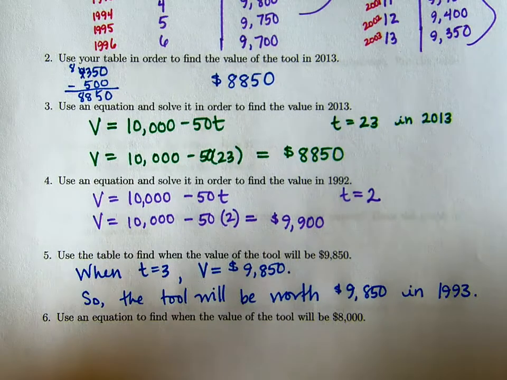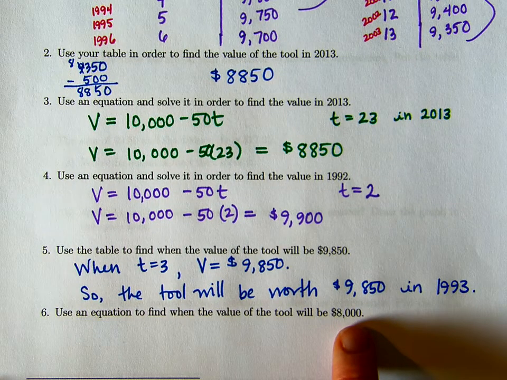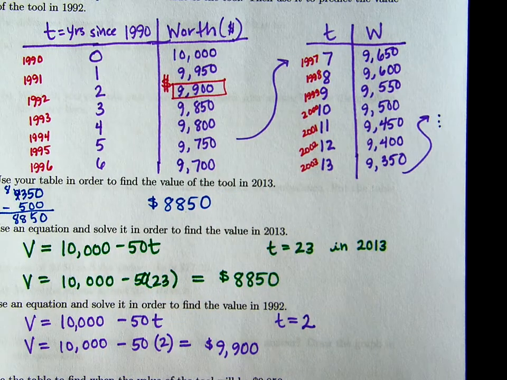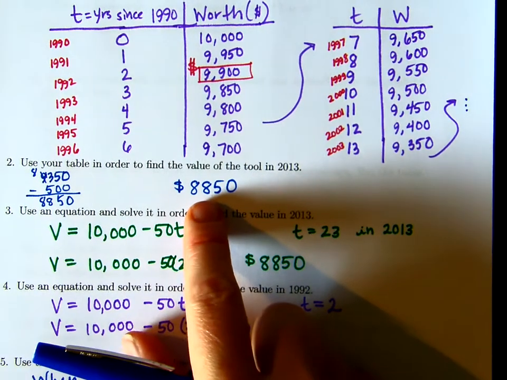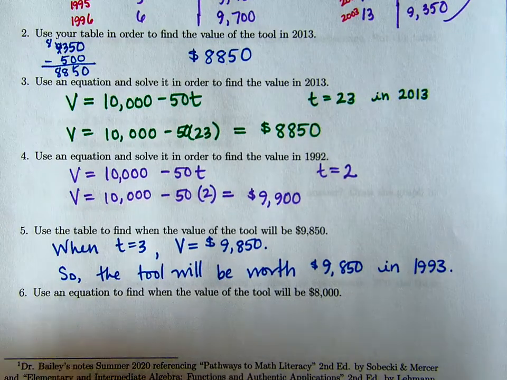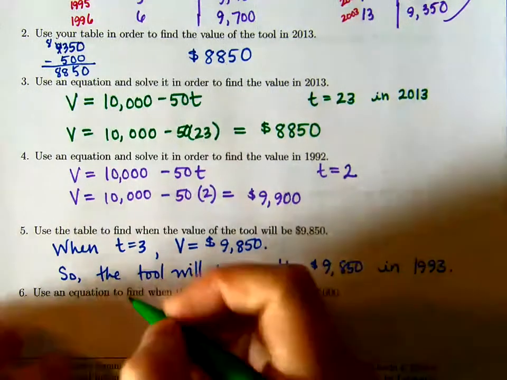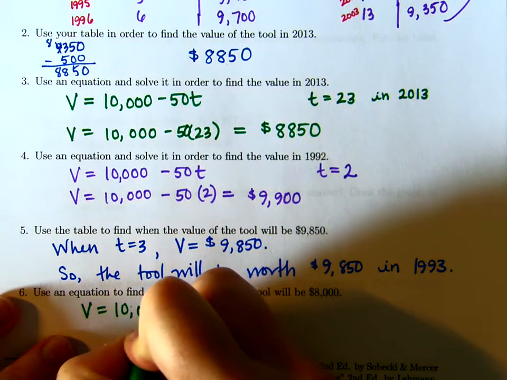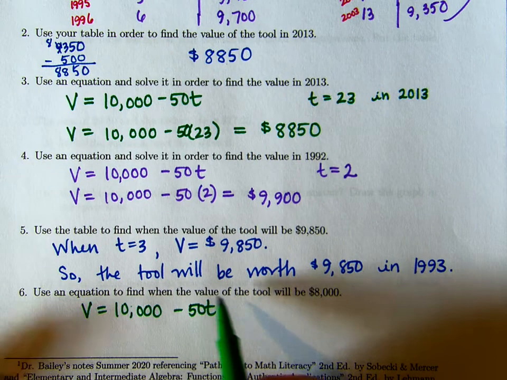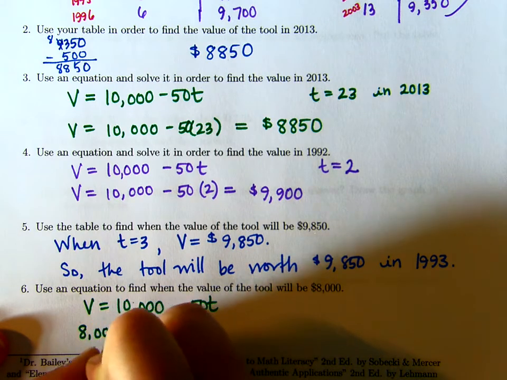Use the equation to find when the value of the tool will be worth 8 grand. Okay, because otherwise we would have had to keep doing this list for a long time. I mean, we didn't even want to go all the way to 8,850 because it was just taking too long. So let's use the equation to do this. Our equation again is V equals 10,000, take away 50 T times. And right now, we're not given the time, we're given the value or the worth. So we are given that this is 8,000.